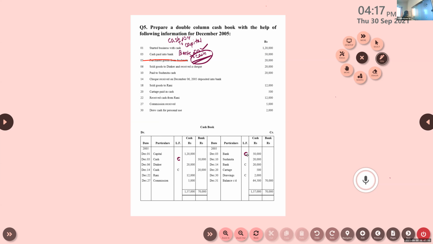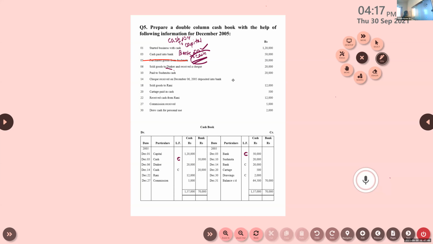Sold goods to Dinker and received a check. So this is considered as sold goods and received a check. It is sales. Okay, so what is the journal entry? Bank account debit to sales. So bank account debit on the debit side. It's not sales, sorry, it is Dinker. The name given is Dinker.